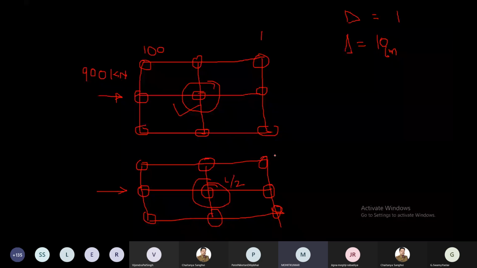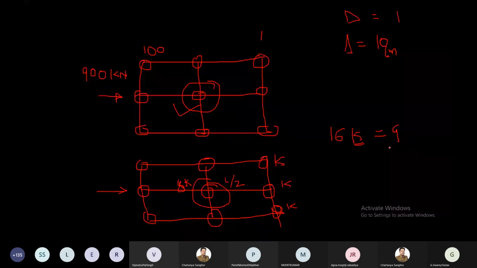then the stiffness of this is K. Stiffness of this is K. Stiffness of this is K. And what is the stiffness of the middle column? 8 times K. So what is the total stiffness? It is basically 16K. Total stiffness will be 16K, and divided into 900, so how much load will be taken by the middle column?